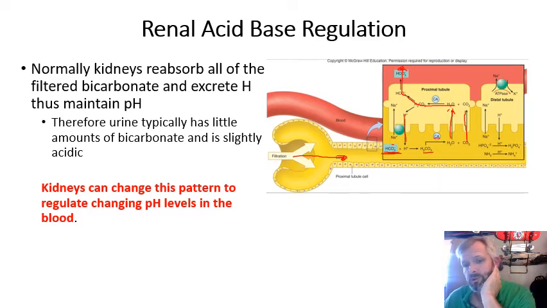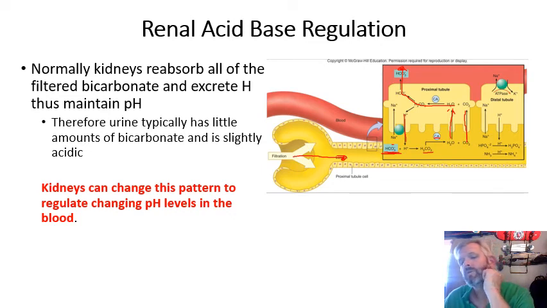So it doesn't get reabsorbed as bicarbonate. It has to first get converted to water and CO2, and then it gets converted back, and boom, bicarbonate gets reabsorbed, and what happens is the proton gets secreted out. So therefore in the urine typically there is very little bicarbonate, but we can alter this depending on what the pH level is in the blood. This reabsorption of bicarbonate we can alter here at the kidneys.